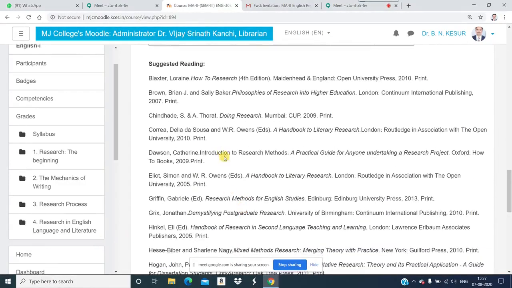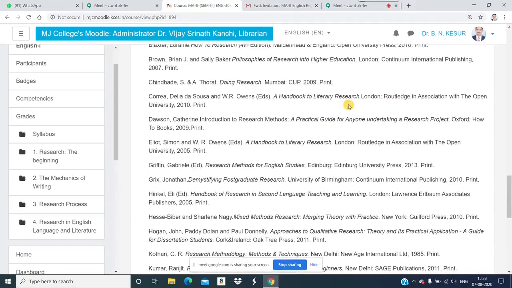Okay, so in these books you can see that almost all the areas are covered. For example, here you can see How to Research, 4th edition. That book is by Lorraine Blaxter. Then you can see Philosophies of Research into Higher Education. Then Doing Research. So these are some of the books which are available in our library, and I will also try to give you the soft copy of some of the books which are available with me.